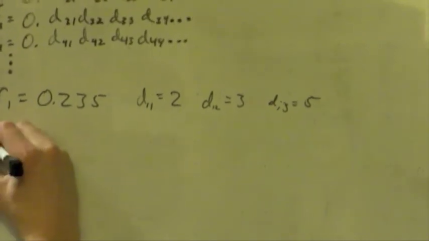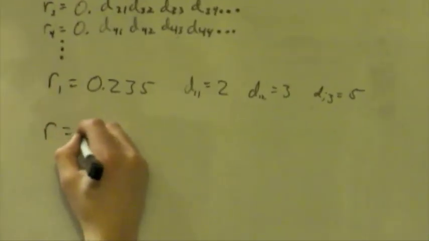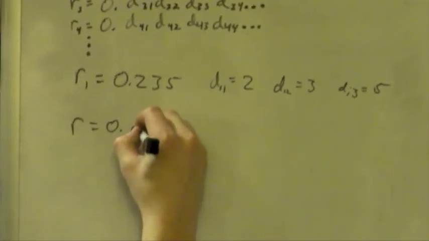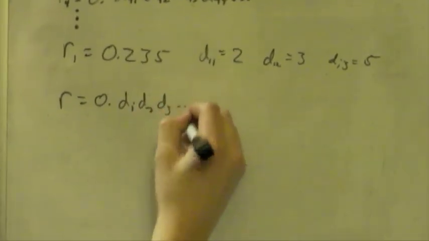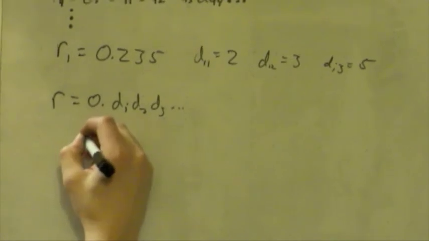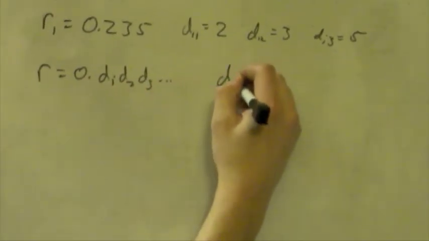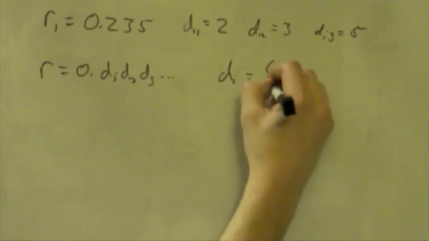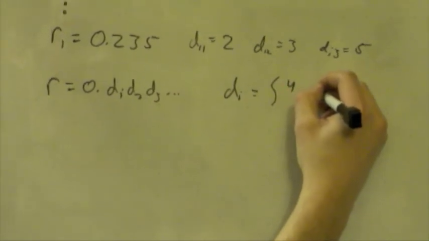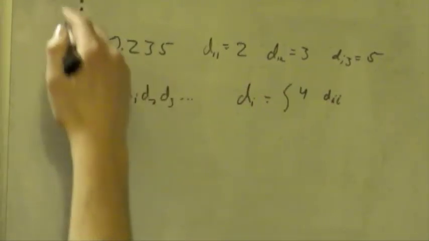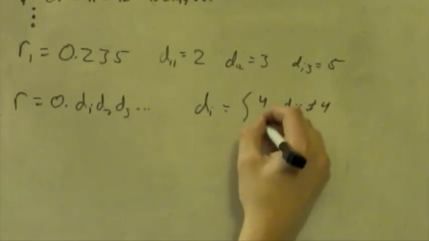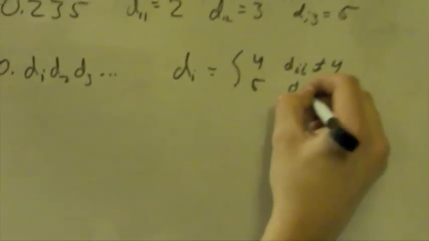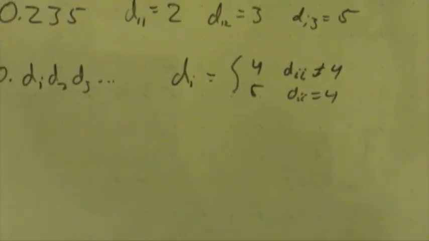So now we can define a new real number r, such that r is equal to 0.d1 d2 d3, etc., and di is equal to 4 if dii from our original set of numbers does not equal 4, and 5 if dii does equal 4.